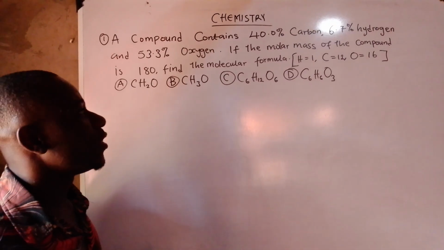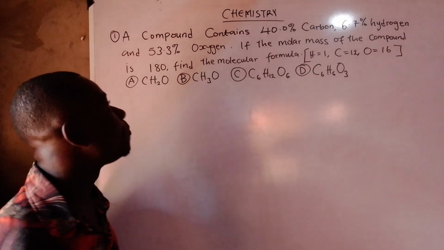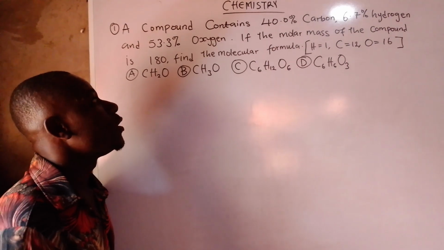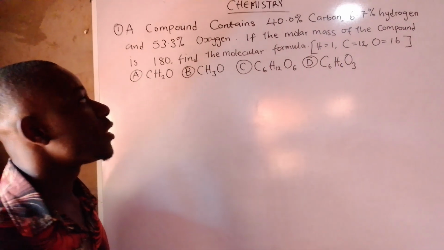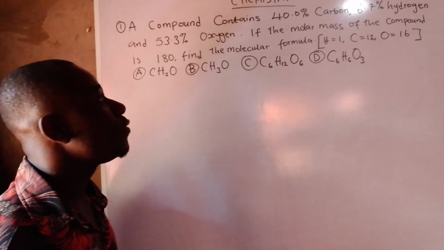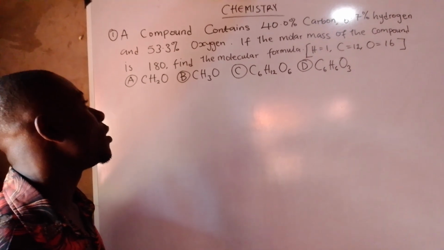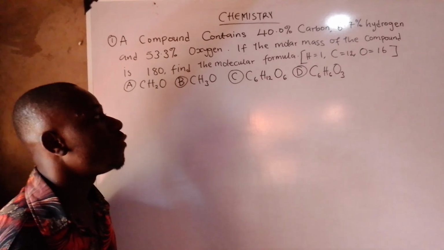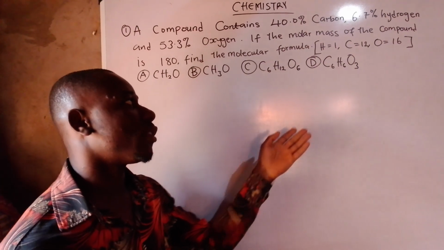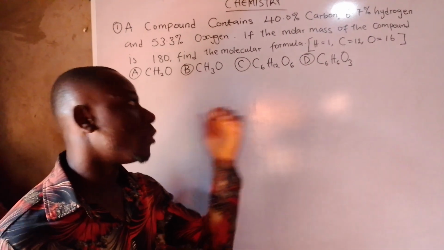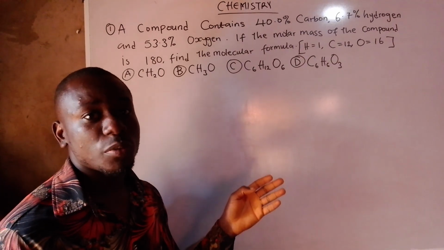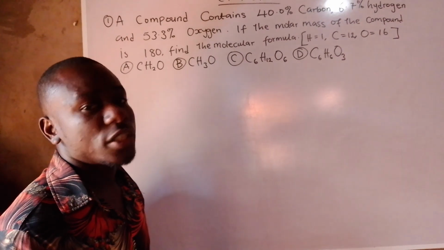We have another question up there from chemistry again, which reads: a compound contains 40% carbon, 6.7% hydrogen, and 53.3% oxygen. If the molar mass of the compound is 180, find the molecular formula. And in the bracket up there, you can see hydrogen having a relative atomic mass of 1, carbon a relative atomic mass of 12, and oxygen a relative atomic mass of 16.